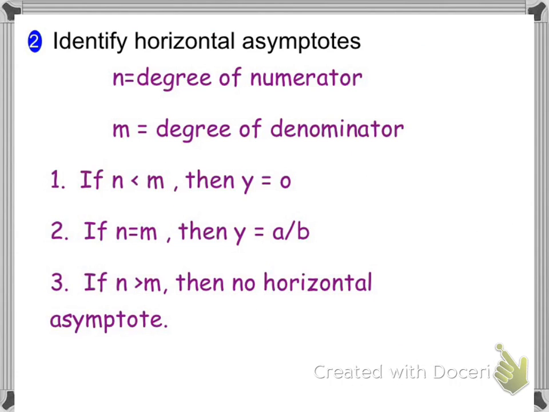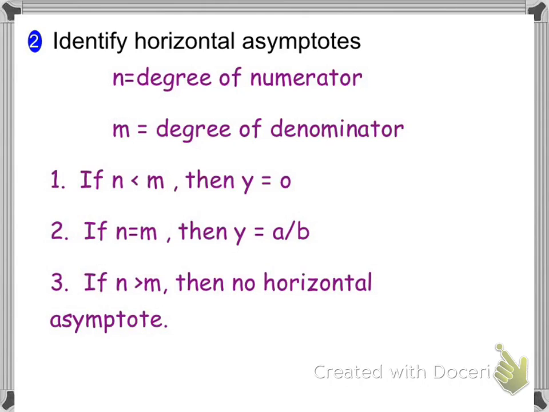Now we have reached the second objective for this video, in which we're going to identify horizontal asymptotes. We're going to use n and m to describe the degree of the numerator and the denominator. When we're talking about the degree of a polynomial of a rational function, we're looking at the highest exponent in the numerator and the highest exponent in the denominator. Now we have three different scenarios.